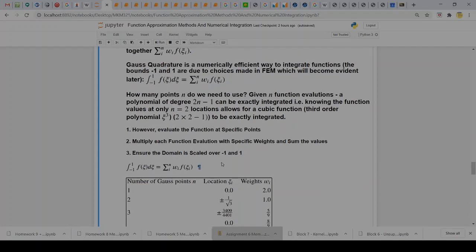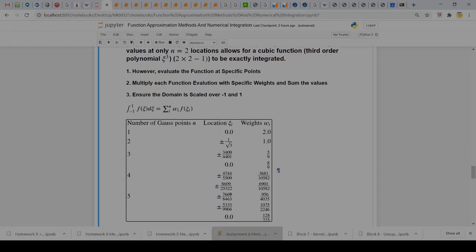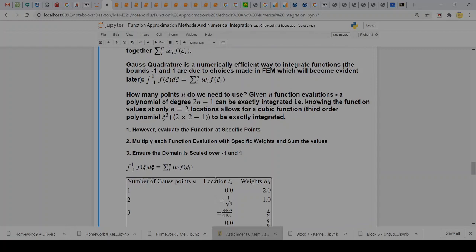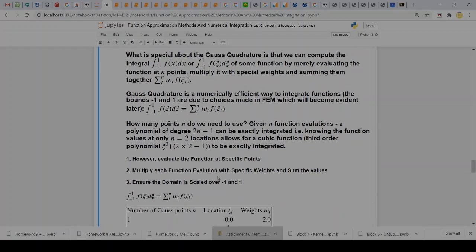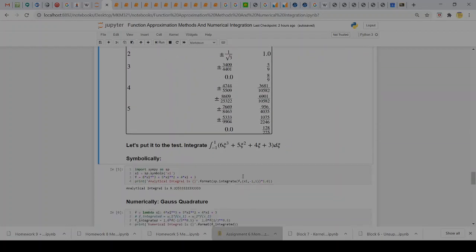If I have 5 points, that allows me to integrate everything up to 9th order exactly, and these are the 5 locations and the weights associated with those locations. And this list goes on and on. But this is what Gauss quadrature allows us to do, to really efficiently compute these integrals. Okay, so let's put this to the test, and then we can ask a couple of questions.